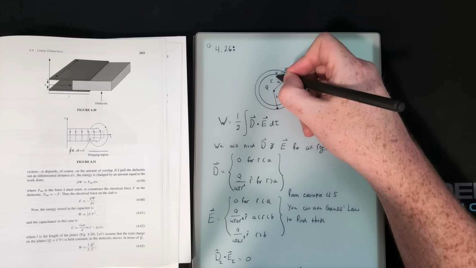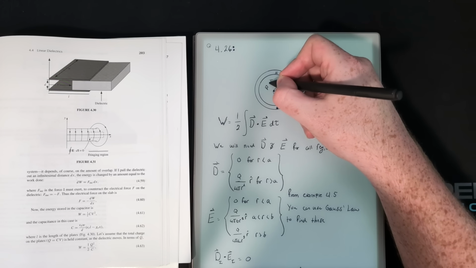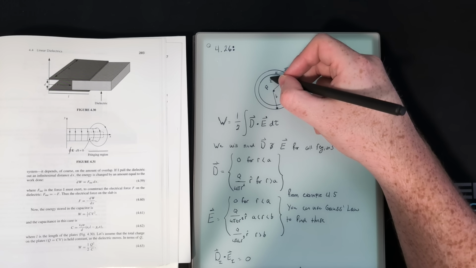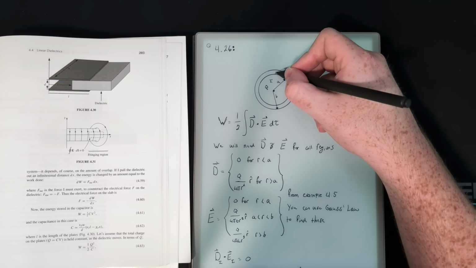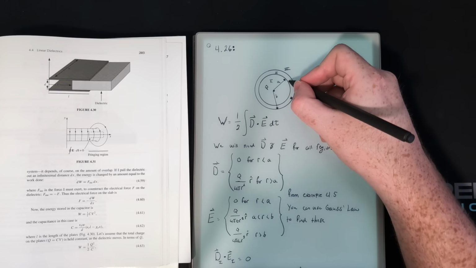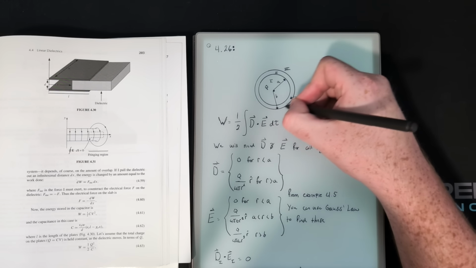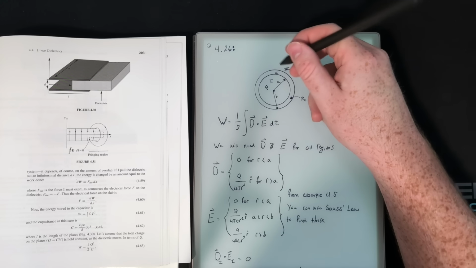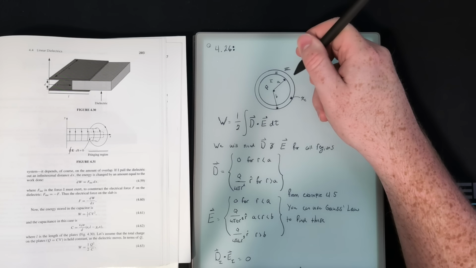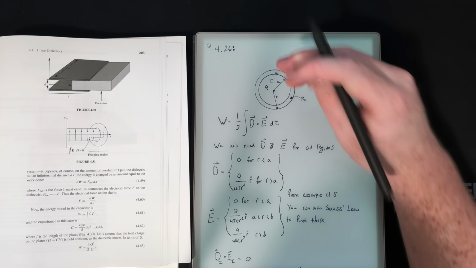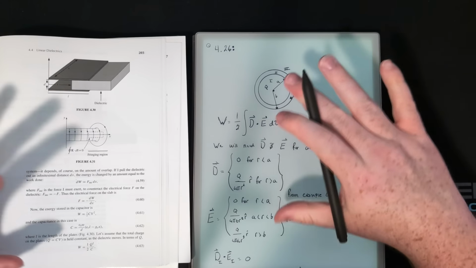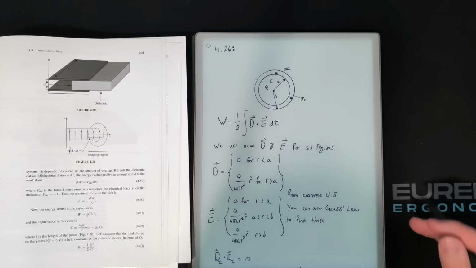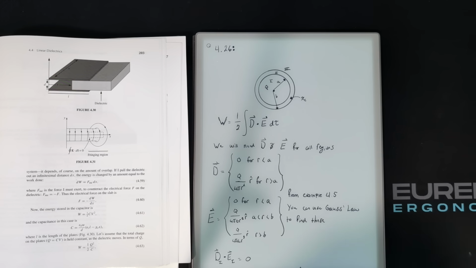Region 1, which I denote here, is inside of the conducting sphere with the radius of A. Then we have region 2, which is the region inside of the dielectric material itself, so it's the region between A and B. You're inside of the dielectric sphere, but outside of the conducting sphere. And then region 3 is just everywhere else, completely outside of both spheres.